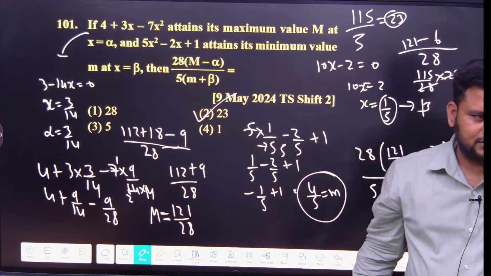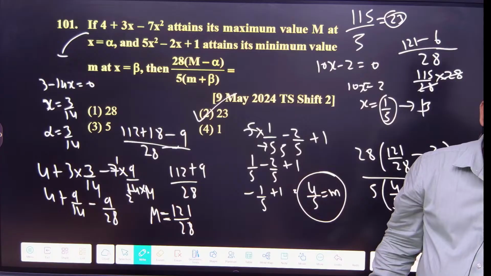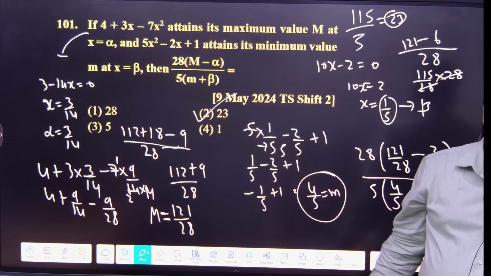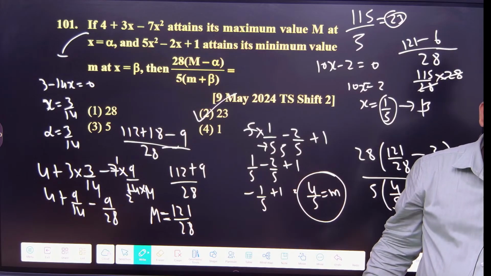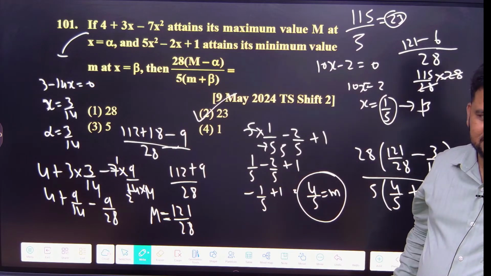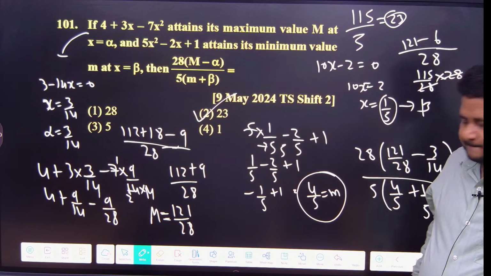Understood how to do this? Very simple. Just find f dash of x, find alpha, f dash of x, then find beta. Put the values, find f of alpha, f of beta. You will get maximum and minimum value. Put the values, you will get the answer. Clear? TS 2024 they have asked this question. Clear?